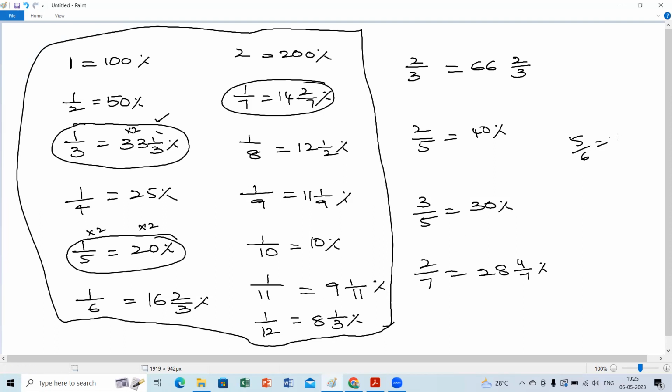16 5s are how much? 80, right? Yes, ma'am, 80. Then 5 2s are 10 by 3. Can we write it like this? Is it true?